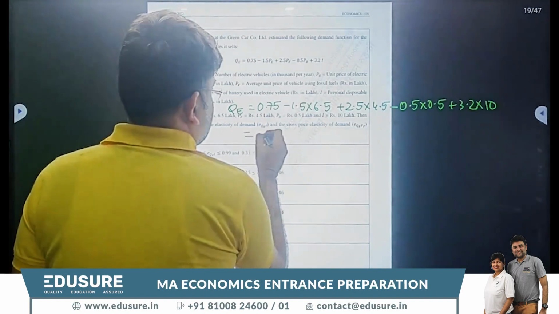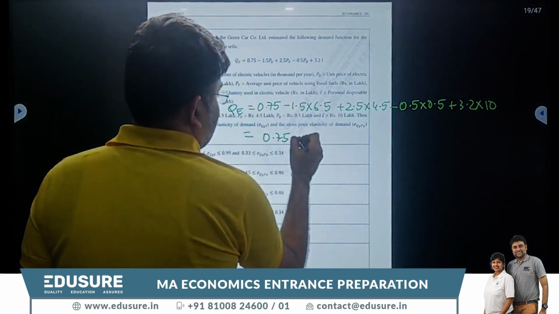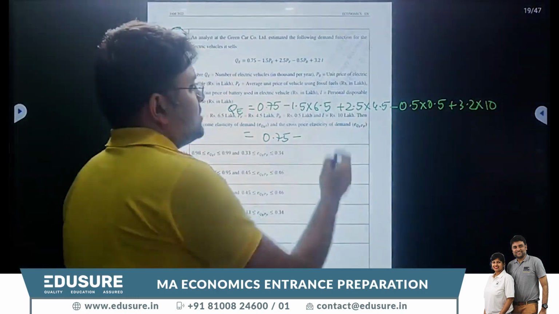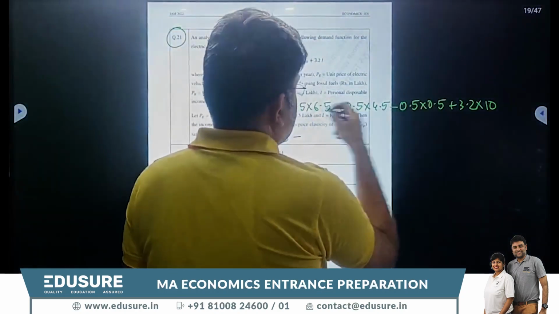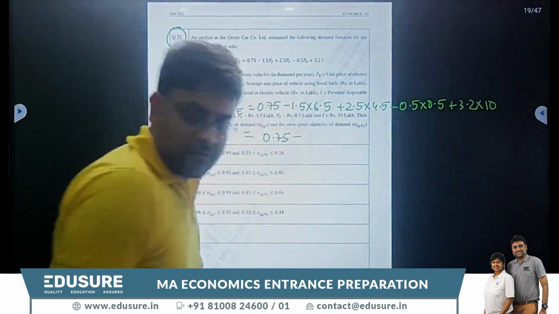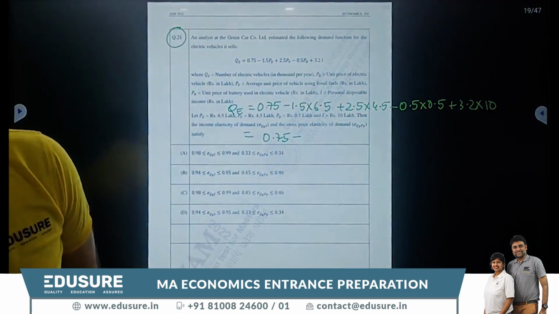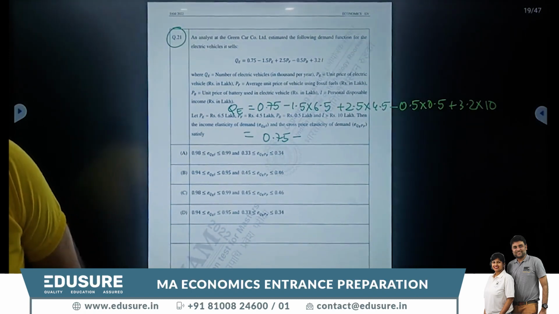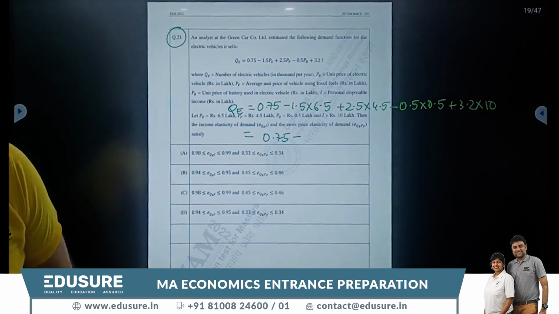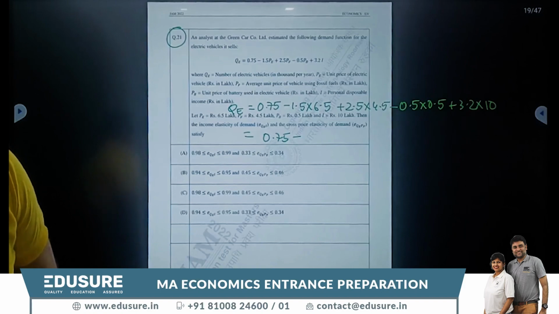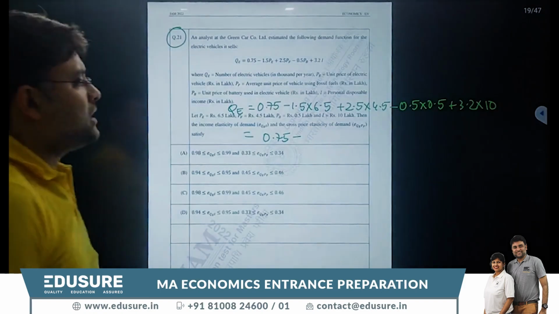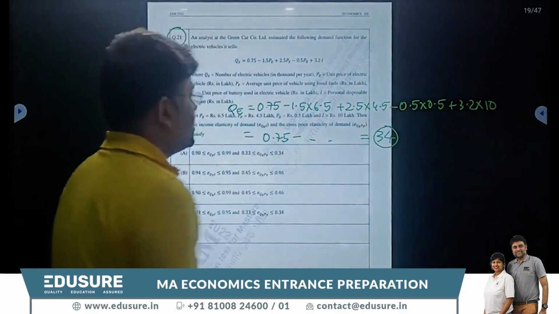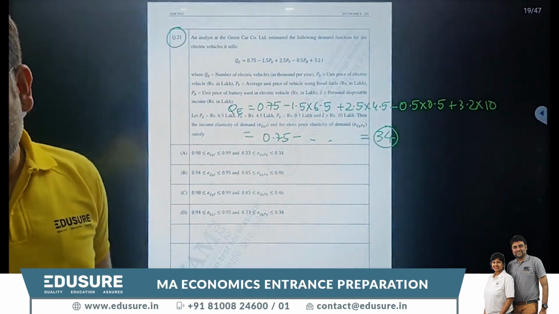So just solve this. 0.75 minus 1.5 into 6.5 plus 2.5 into 4.5. Just calculate the entire thing. You will get ultimately an answer which is equal to, let's calculate it. Giving you the time to calculate, please calculate. This will ultimately come down to 34. QE will be equal to 34.